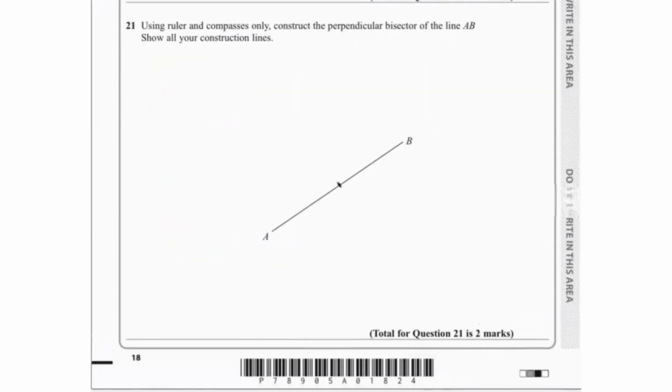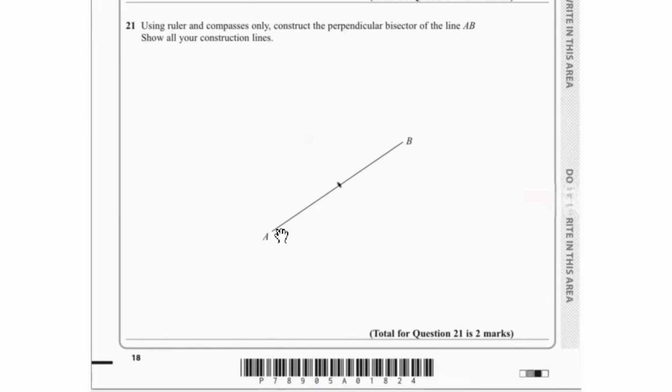Then using ruler and compasses only, construct the perpendicular bisector of the line AB. Show all your construction lines. So for the perpendicular bisector, first thing you will do is measure your line AB. Then you will take your compass and open it to more than half of the length of AB. So let's say AB is 8 centimeters. So you will open your compass to more than 4 centimeters. Anything more than 4 centimeters. Like you can open it to 5 centimeters, 4.5, anything.